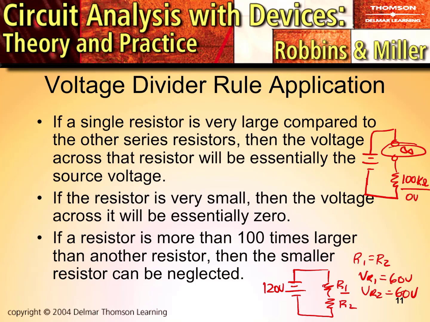Okay, so 100 kiloohms is very small compared to infinite ohms. So as a result, the voltage is 0.